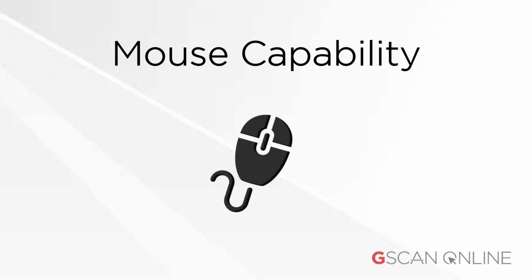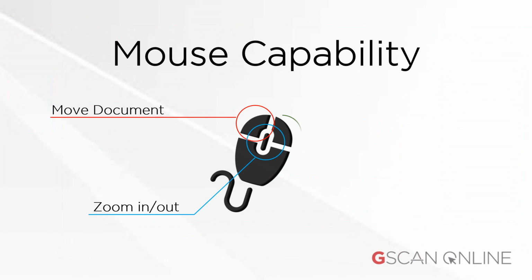Let's briefly talk about the mouse capability, as we can use all three buttons of the mouse: the left one for moving the document, the scroll wheel to zoom in and zoom out, and the right button for indexing. So let's have a look at how it works.